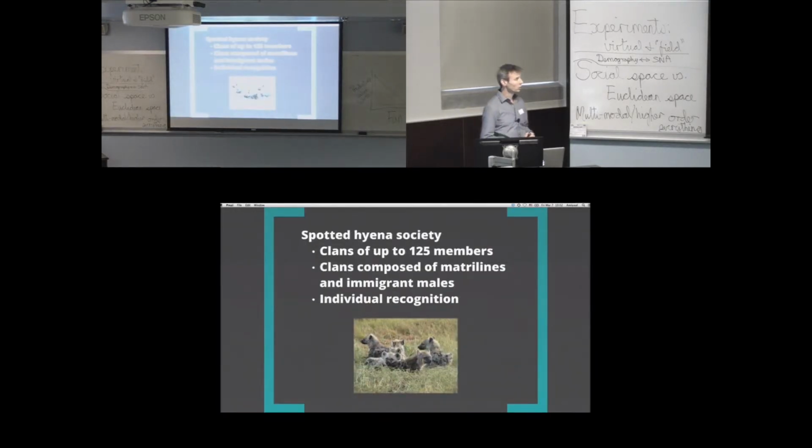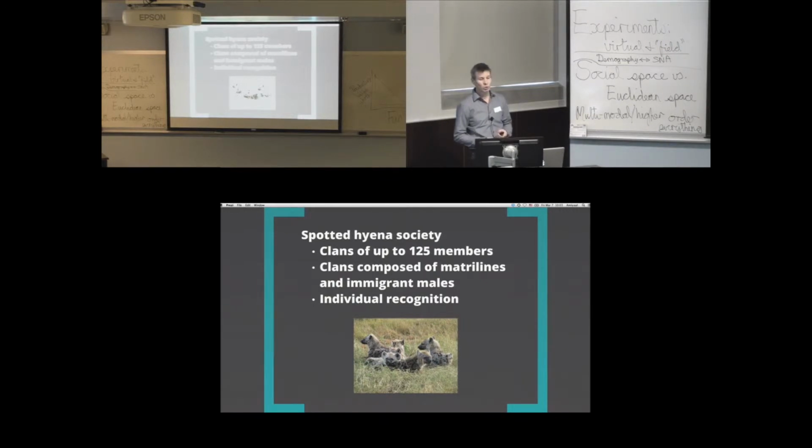So I'll tell you a bit about what is already known about hyena society. They live in groups which are called clans of up to 125 members. But these clans can be much smaller, and it mostly depends on the abundance of prey. The clans are composed of matrilines, so females stay in the clan, and they live up to 18 years. So you can find in the clan up to 5 generations of females, their daughters and granddaughters, and so on. And males, when they reach adulthood, will leave the clan at some point, and they will become solitary and will try to join a new clan and become immigrant males.